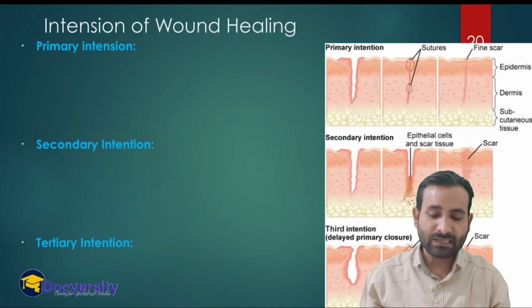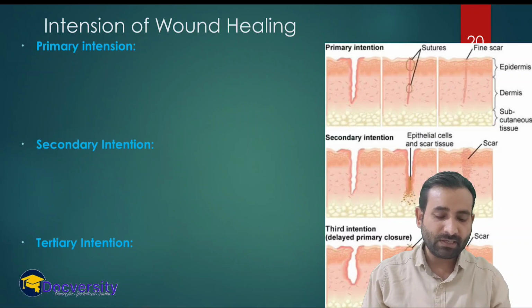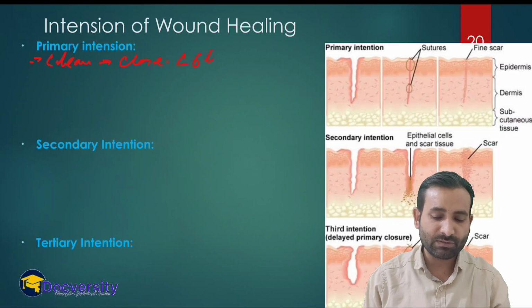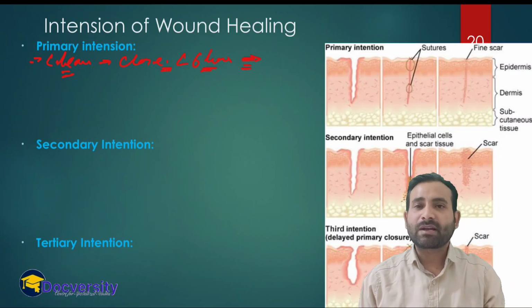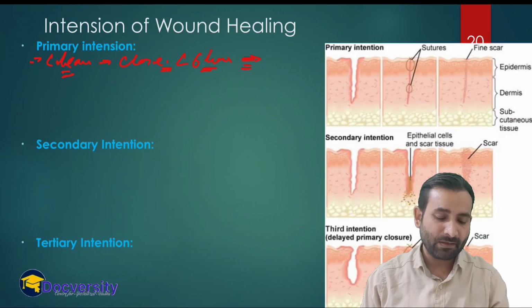So look at here the intention of wound healing. We have three different intentions of wound healing, right? So what is the primary intention? So a few points, let's understand over here. If the wound is clean, we usually close the wound within 6 hours, right? This is called the primary intention of wound healing. Remember this one. Clean wound, close the wound within 6 hours of the injury. That is called the primary intention of wound healing, right?